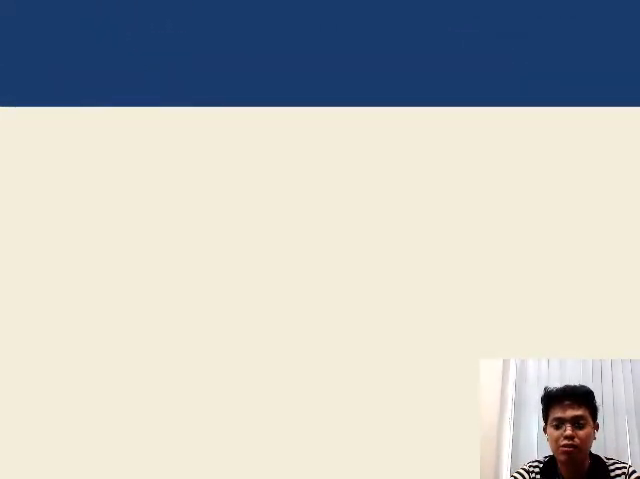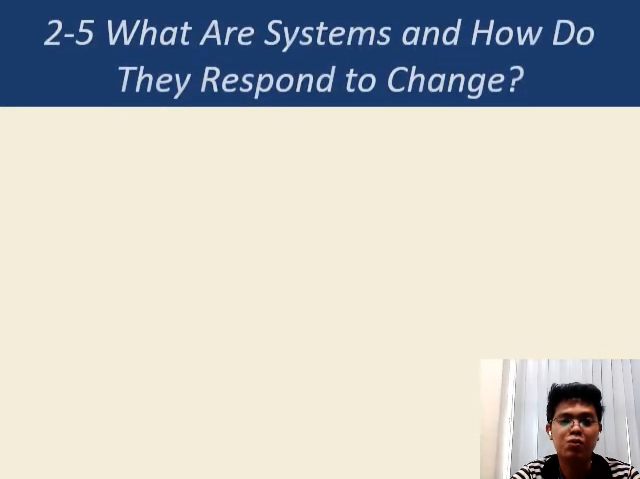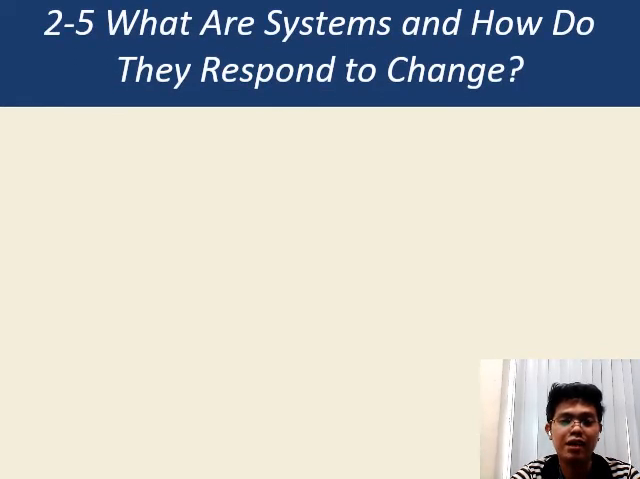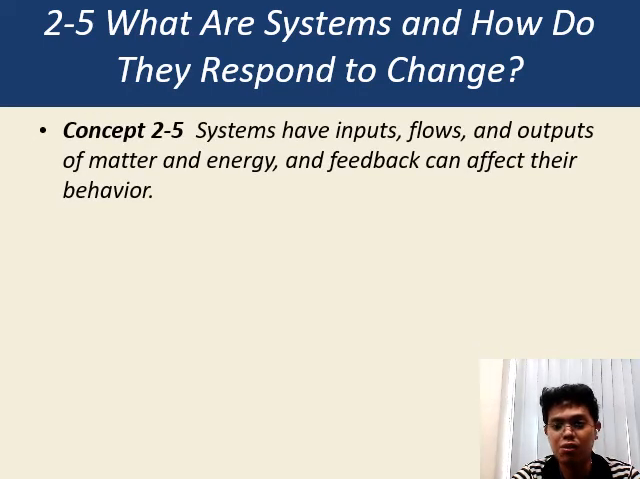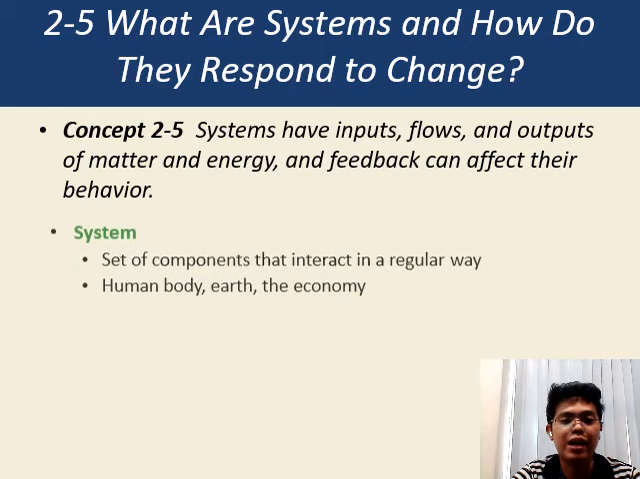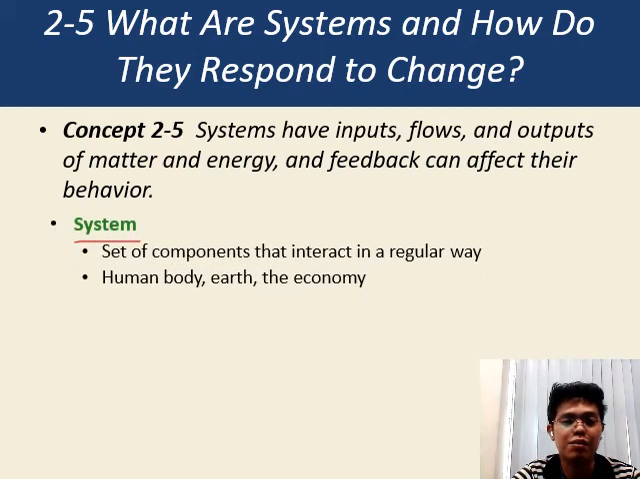And on to the last section of this chapter: what are systems and how do they respond to change? Systems have inputs, flows, and outputs of matter and energy, and feedback that can affect their behavior. These are the components of a system. A system is a set of components that interact in a regular way, just like the human body, the earth, and the economy. Each is composed of several systems.